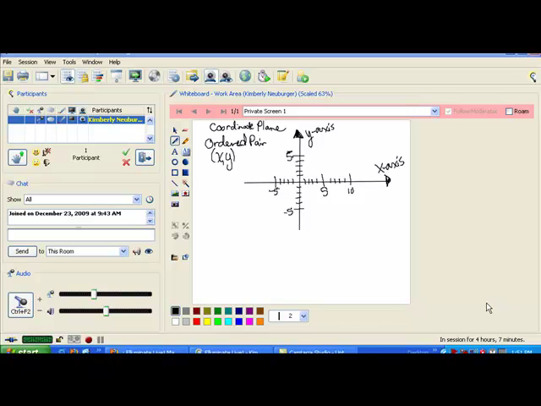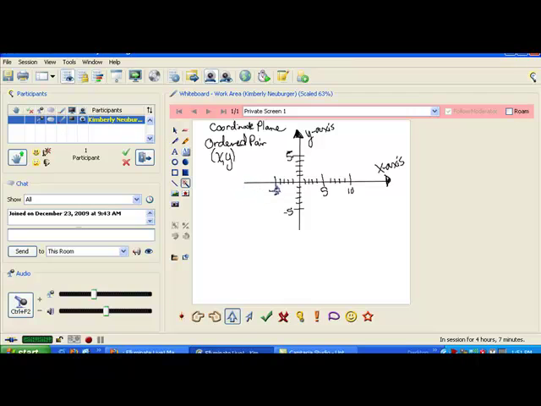Class. Today we're going to be talking about graphing linear equations on a coordinate plane using a table. Before we get into that though, we need to take a look at what a coordinate plane is and how it's organized. You'll notice that this coordinate plane I have drawn here has a few things involved in it.